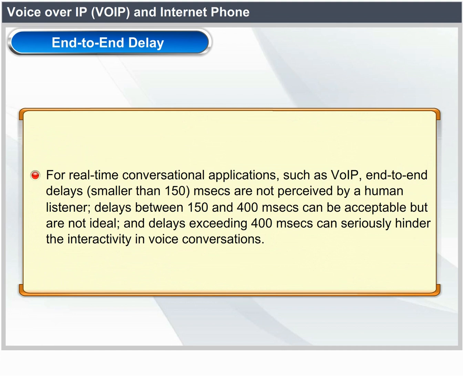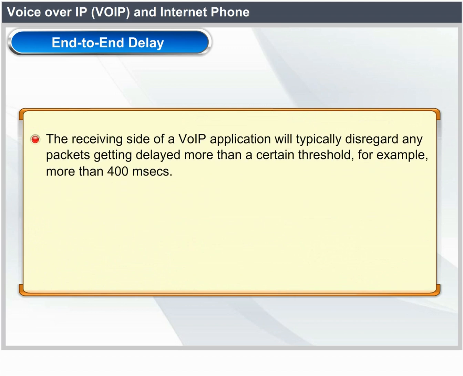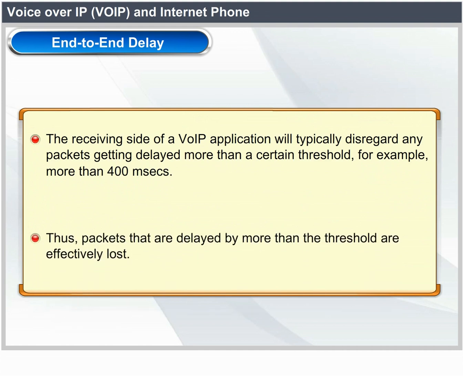The receiving side of a VoIP application will typically disregard any packets that are delayed more than a certain threshold, for example, more than 400 milliseconds. Thus, packets that are delayed by more than the threshold are effectively lost.